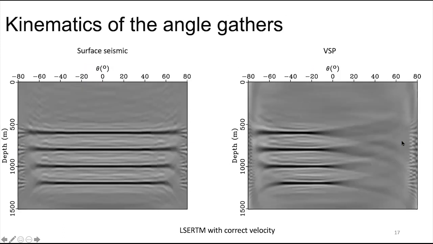These are the angle gathers transformed from the previous subsurface offset common image gathers. The events in the angle gathers are flat, indicating that migration velocity model is correct. However, in the VSP survey, only negative angles show up because the subsurface image points are on the right-hand side of the receiver line.